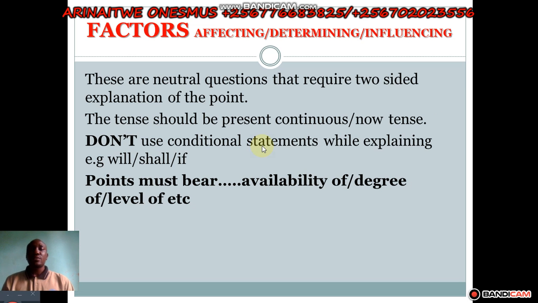Factors affecting, determining or influencing are neutral questions that require two-sided explanation. You have to know that a candidate should not use conditional statements while explaining the points. Conditional statements bear the likes of will, shall, if. So a candidate is prohibited from using such kind of statements. Rather, he or she should use stems like availability of, degree of, level of, etc.